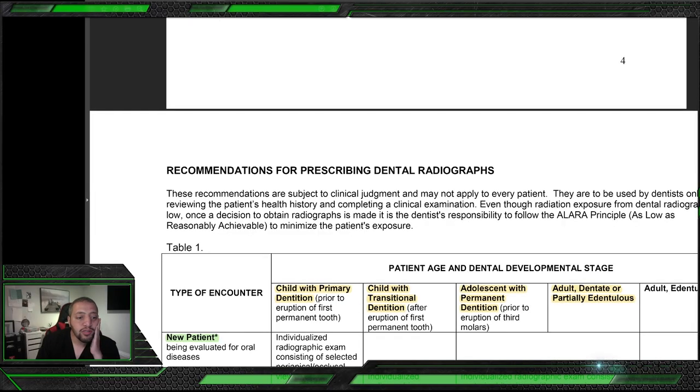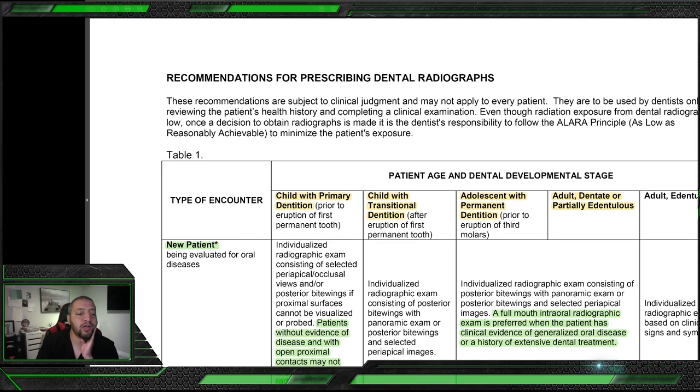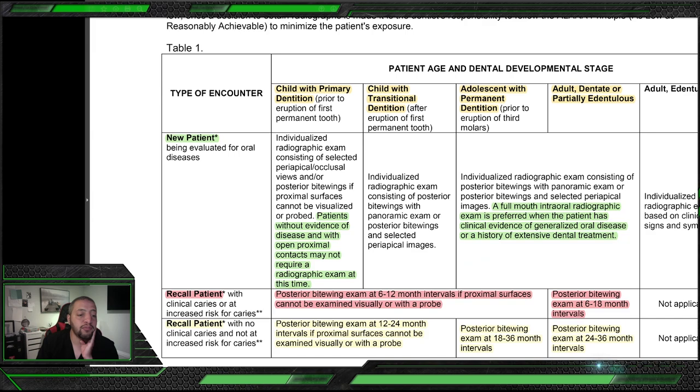First of all, as we say, the horizontal matrix and vertical matrix. The vertical matrix is going to divide the patient into a new patient and a recall patient, and the recall patient we can divide with increased risk for caries or with no increased risk for caries. As we say, there are four categories, starting with the child with primary dentition. Let's read it. I know it's a little boring to read, but I want you to listen.